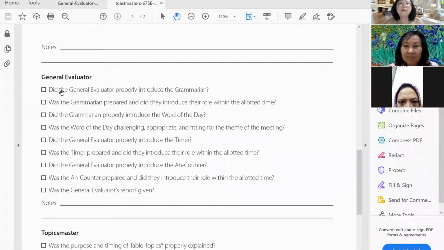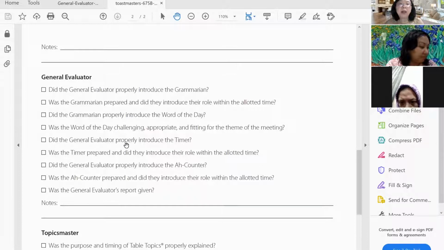And then for the general evaluator itself, did you introduce the grammarian? Was the grammarian prepared and did they introduce their role within the allotted time? Did the grammarian properly introduce the word of the day? It's the job of the grammarian to introduce the word of the day. Was the word of the day challenging, appropriate, and fitting for the theme of the meeting?